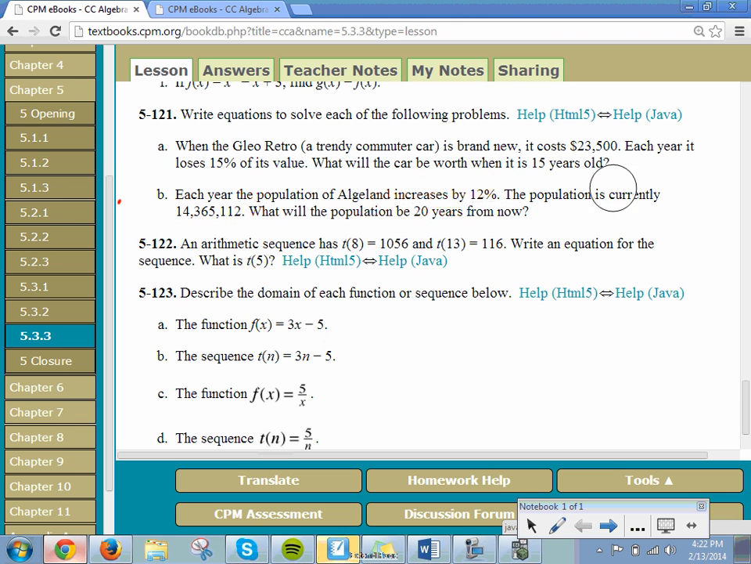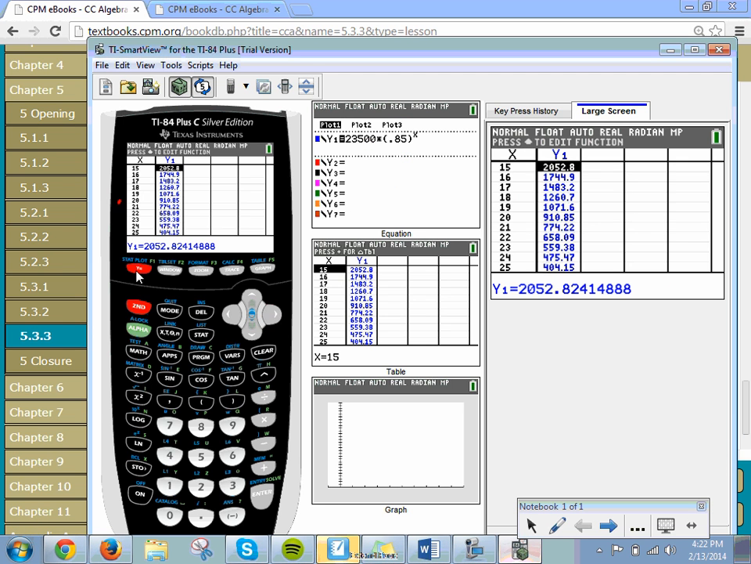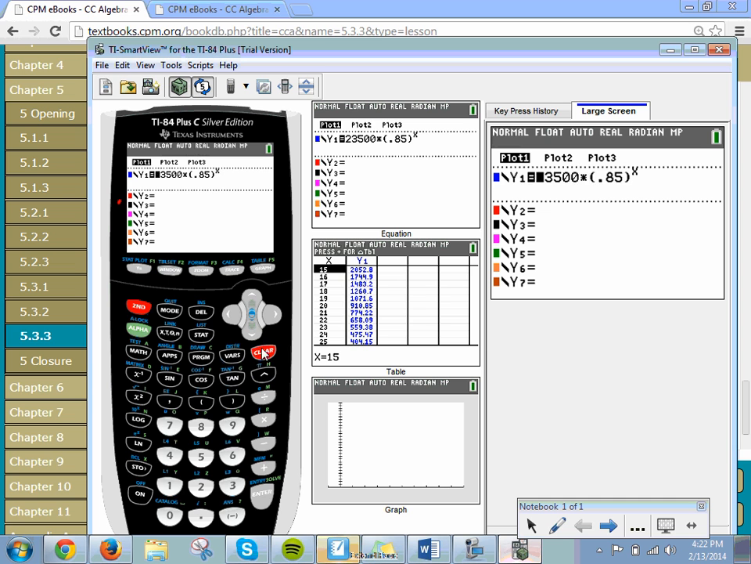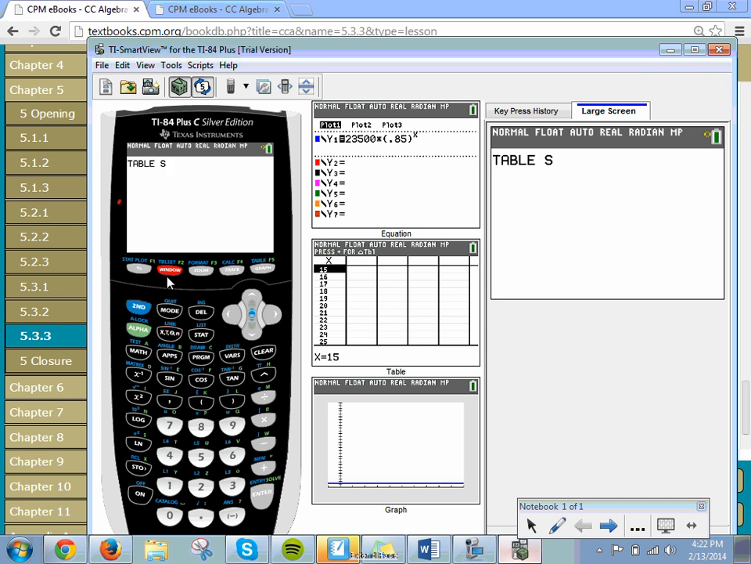I need to erase the screen. And let's plug it in. Let's see if I can remember that number. 14,365,112. Y is equal to 14,365,112 times our rate, which is 1.12, to the nth, or to the x in your graphing calculator. And again, I'm looking for year 20.